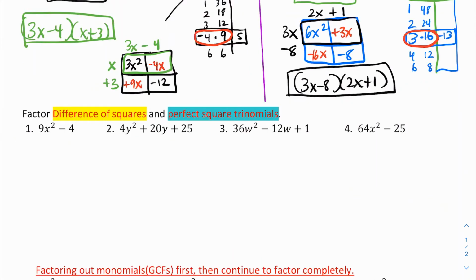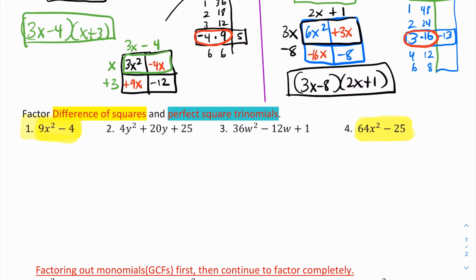For the next section, these are special factors. The most important ones to me are the difference of squares. And the difference of squares are exactly, again, to me, what they sound like. So it's two perfect squares that are subtracted, okay? So these two are differences of squares.